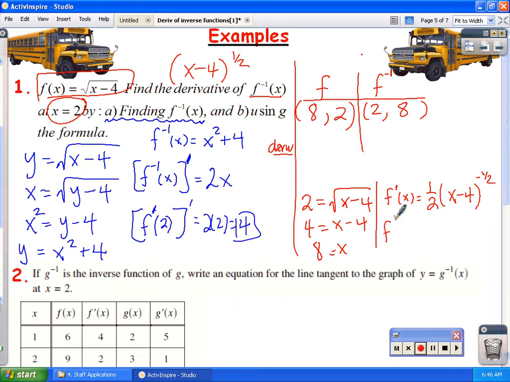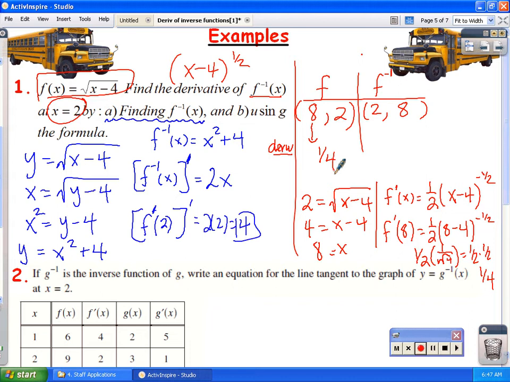I'm going to find the derivative at 8, because remember, I'm finding the derivative at an x value. The derivative at 8 would be 1/2 of 8 minus 4 to the negative 1/2 power, which is 1/2 times, 8 minus 4 is 4. And since I have a negative 1/2 power, I have 1 over the square root of 4, which is 1/2 times 1/2, which is a fourth. So the derivative at 8 on the original function is 1/4.